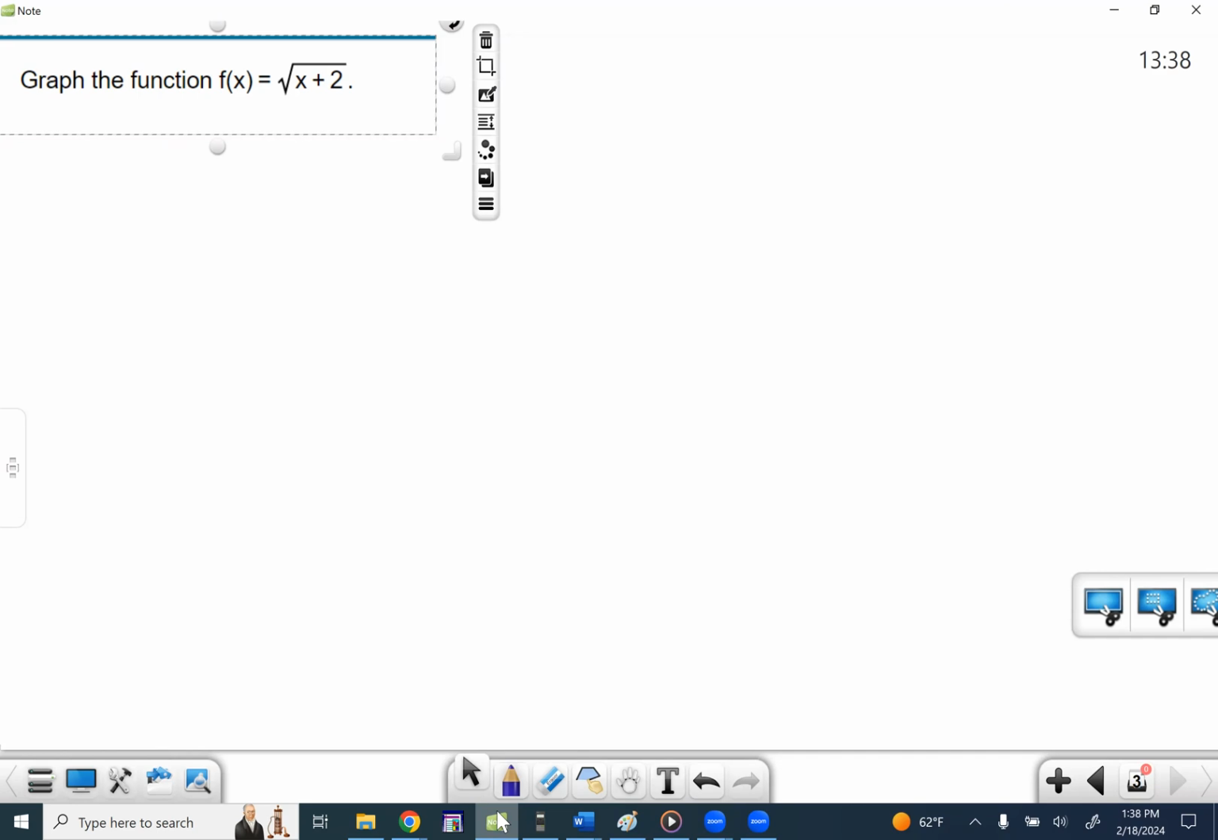So now we have to graph the square root of x plus 2. So we can't substitute something like a -3 in, just FYI. And that's because -3 plus 2 is -1, and we can't square root negatives, okay?